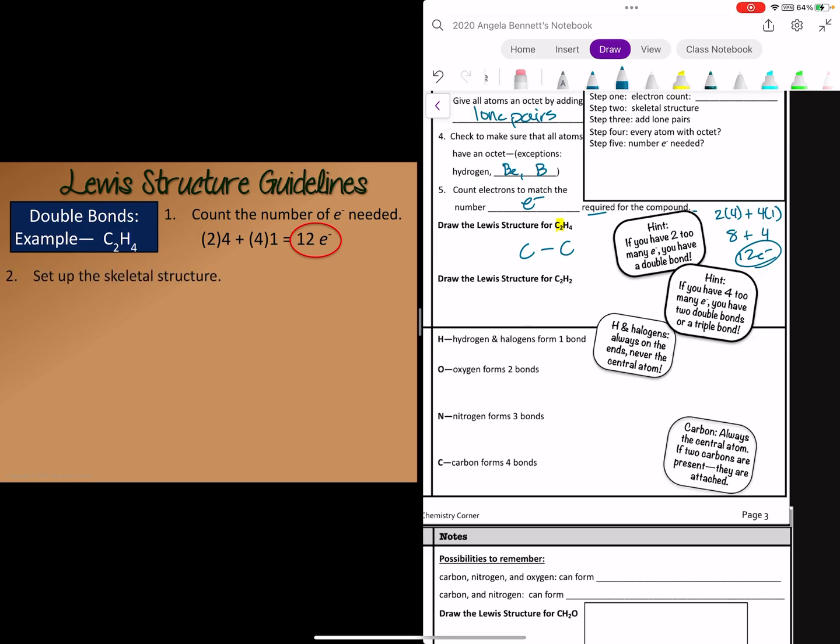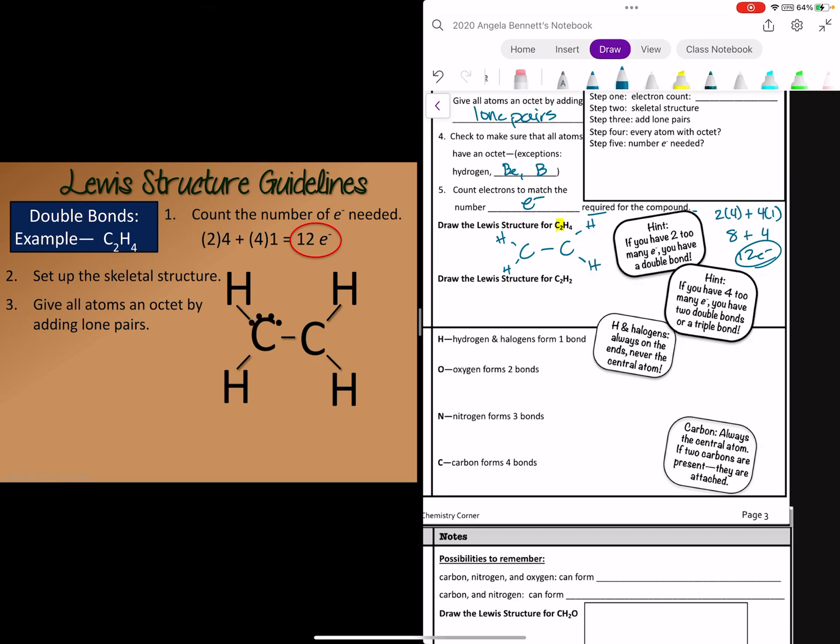So we're setting up our skeletal structure. Now I have 2 carbons and I have 4 hydrogens. And so some kids are like, I'm not really sure how to place them. Well, nature tends to be very symmetrical. So when in doubt, just go with symmetry. So if I have 4 hydrogens placed around 2 carbons, I'm just going to put 2 on 2.